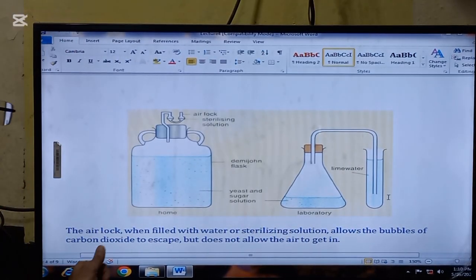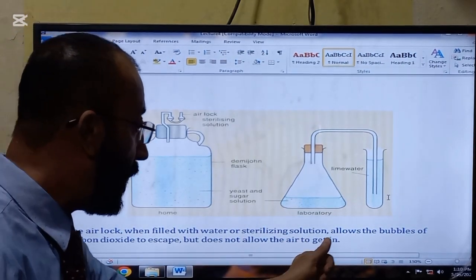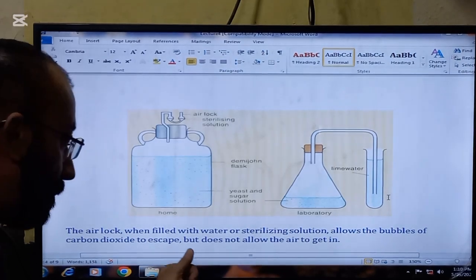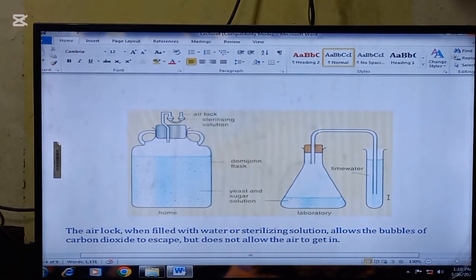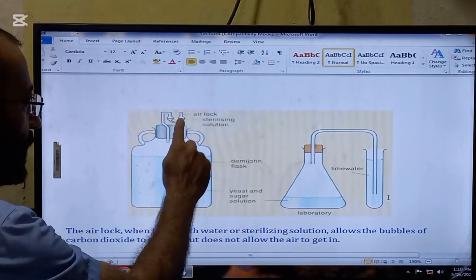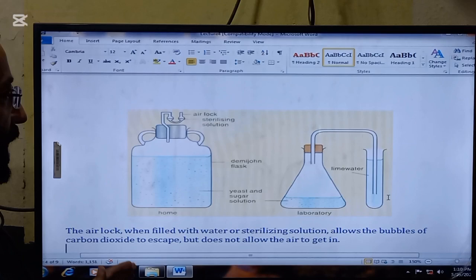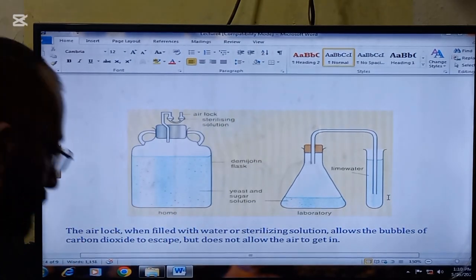The airlock, when filled with water or sterilizing solution, allows the bubbles of carbon dioxide to escape but does not allow the air to get in. So this is the function of this sterilizing solution. This allows the carbon dioxide bubbles to escape but does not allow the air to come in.